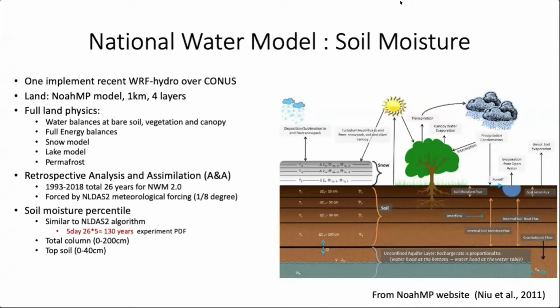The retrospective simulation is forced by the NLDAS-2 meteorology forcing, downscaled and regridded to the 1 kilometer NWM grid. The time range includes 26 years hindcast, which is currently available on Amazon Web Services via the NOAA Big Data project.